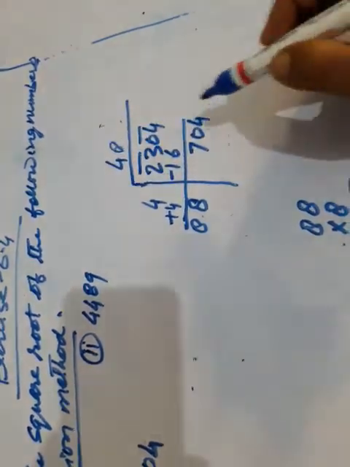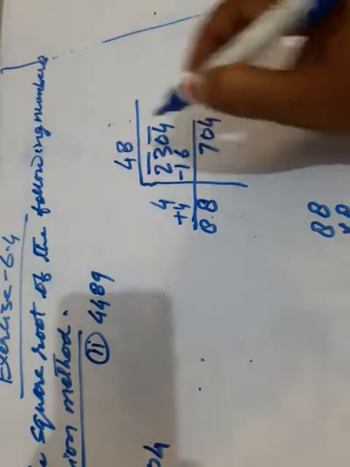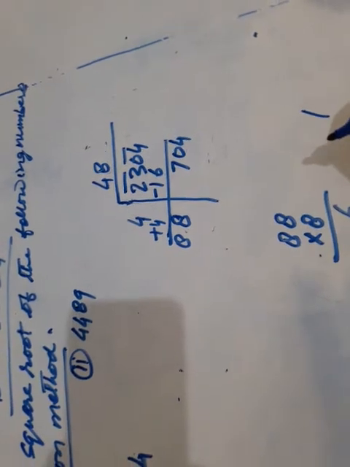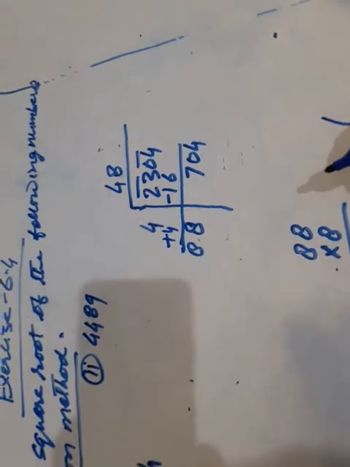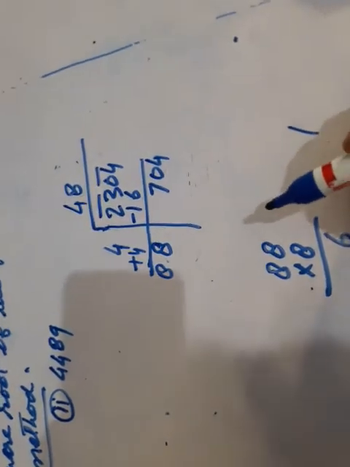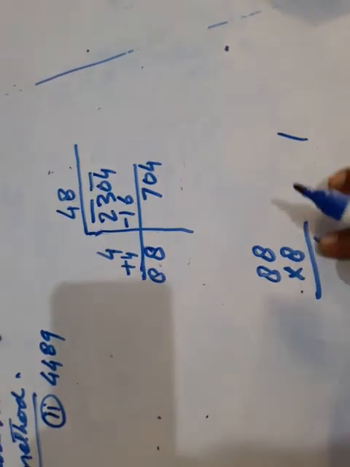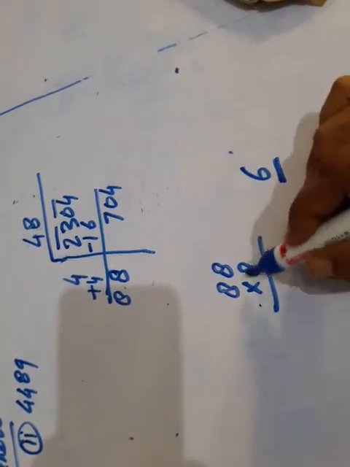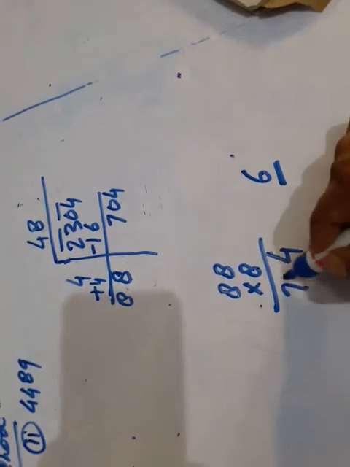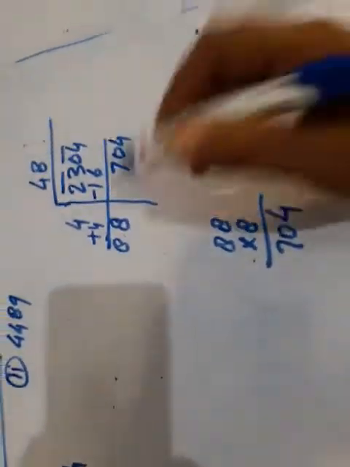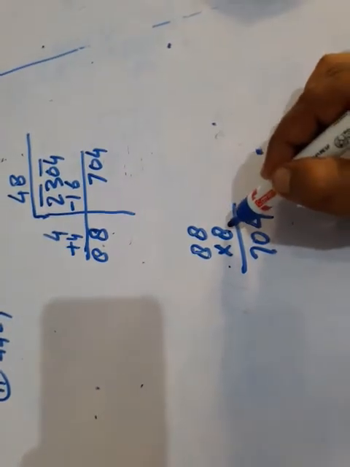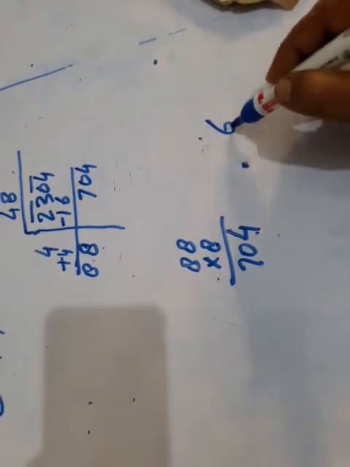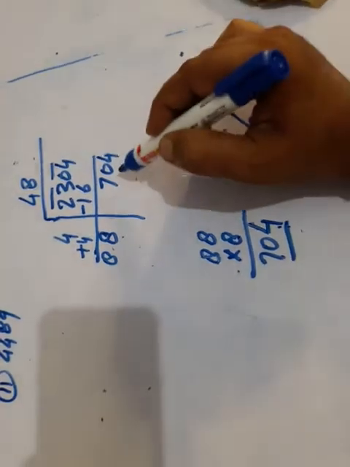Here also we will write. 8 eights are 64, 6 is carry over, and 8 eights are 64, and 6, that is 70. Okay children, since we have chosen 8, 88 multiplied by 8 gives 704. So 704 is the exact number that is needed.